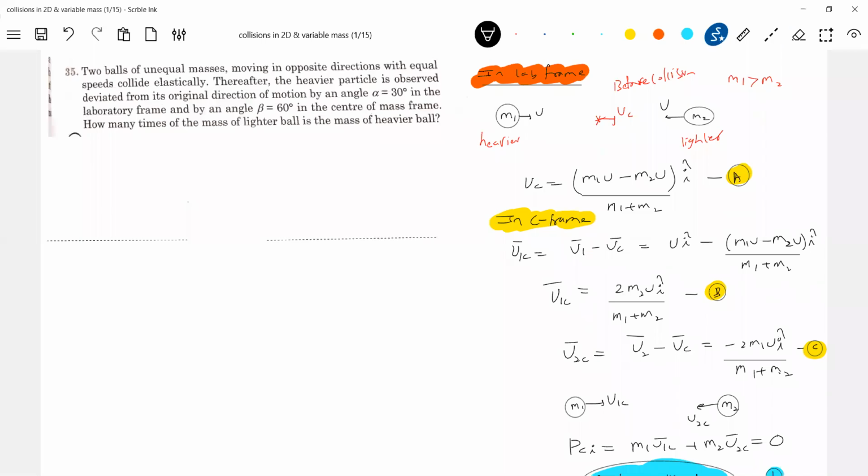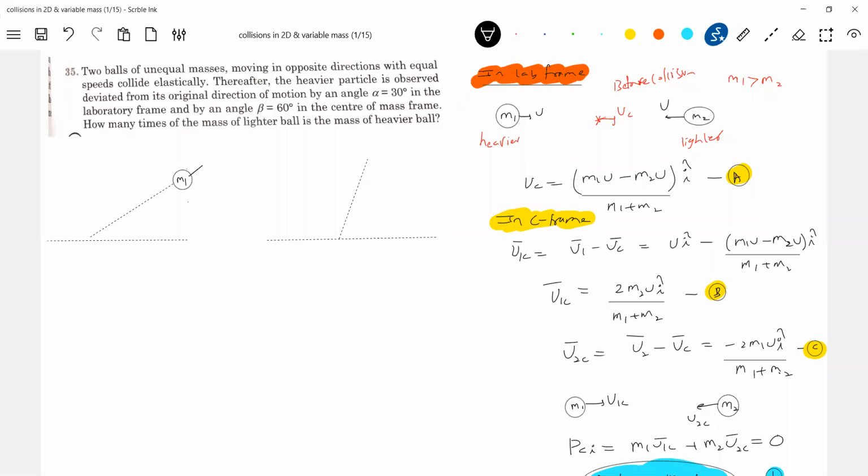No. What do you mean by that? Original direction, how the particle 1 was moving towards right. After collision, it will get deviated by an angle. How much is it? Saying 30 degrees. So this will be 30 degrees. This will deviate by 60 degrees. So this is the particle M1.